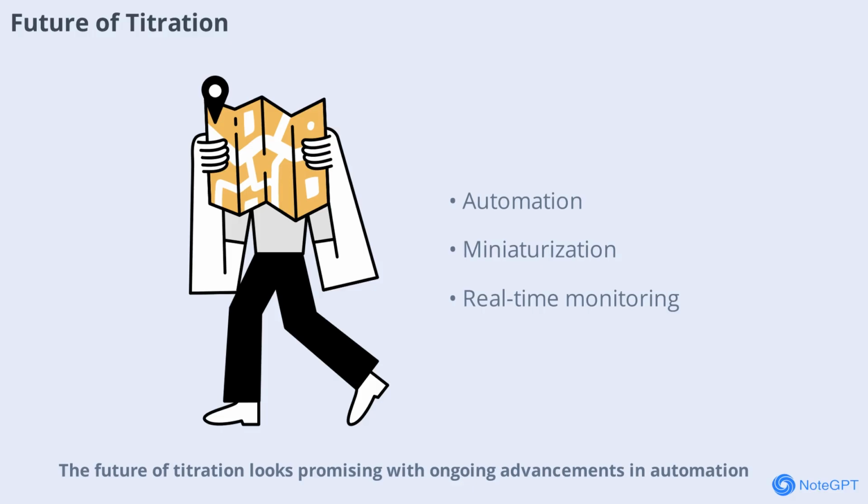The future of titration looks promising, with ongoing advancements in automation, miniaturization, and data analysis. Portable titration devices and real-time monitoring are becoming more common, expanding the technique's applications. As science progresses, titration will continue to play a vital role in analytical chemistry and beyond.